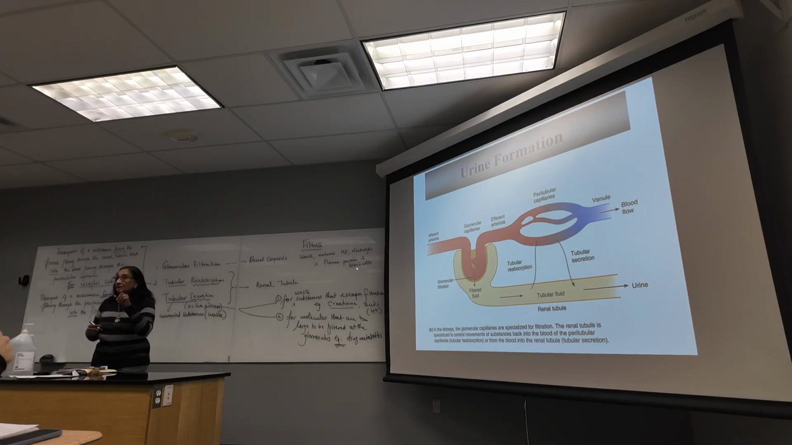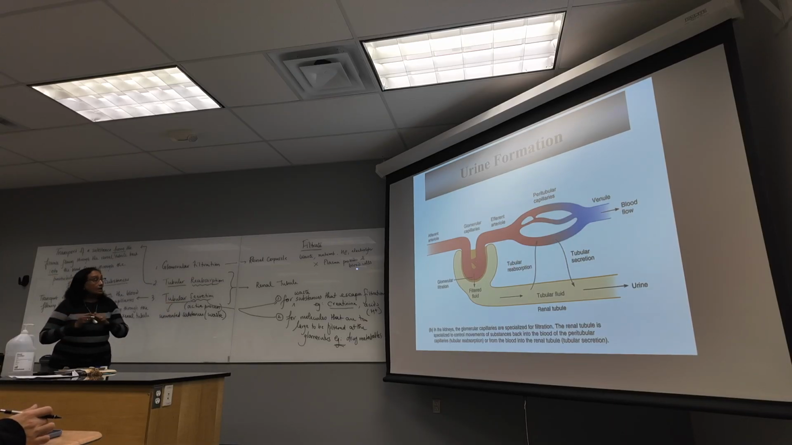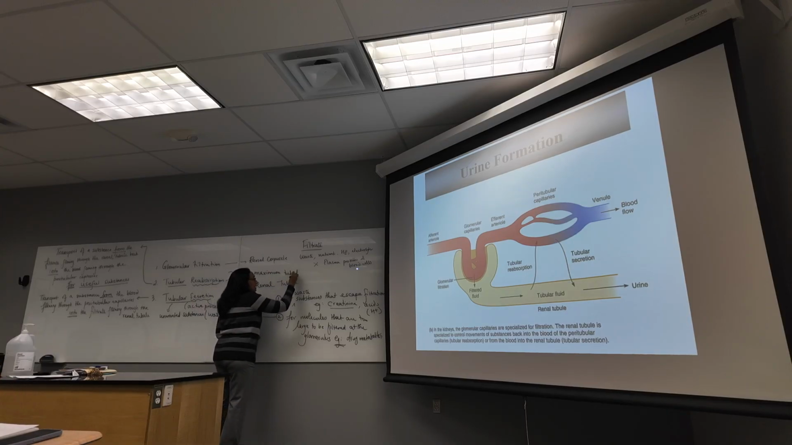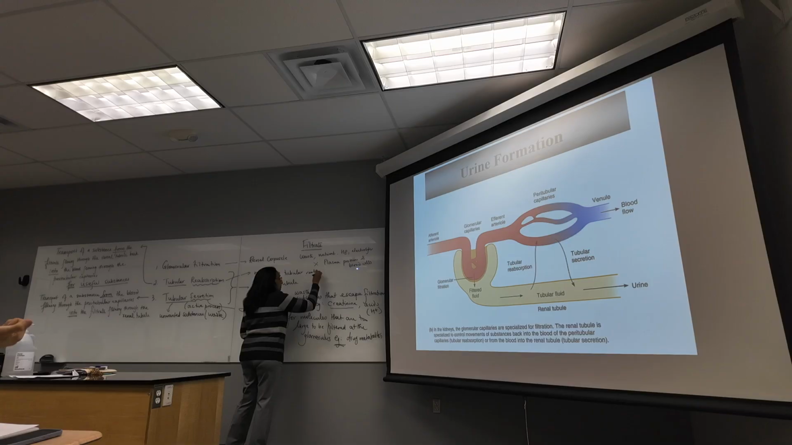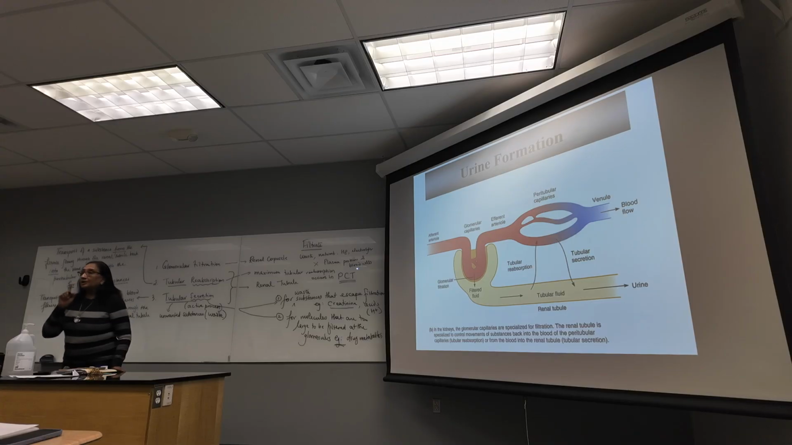Tubular reabsorption can occur throughout the tube: the proximal tubule, the loop, the distal tubule, the collecting duct. It can occur everywhere. But maximum tubular reabsorption occurs in the PCT. Don't forget this, it is important. PCT, proximal convoluted tubule, is where maximum reabsorption takes place.